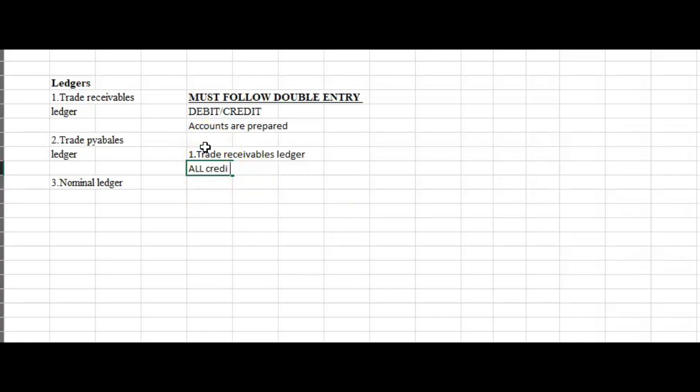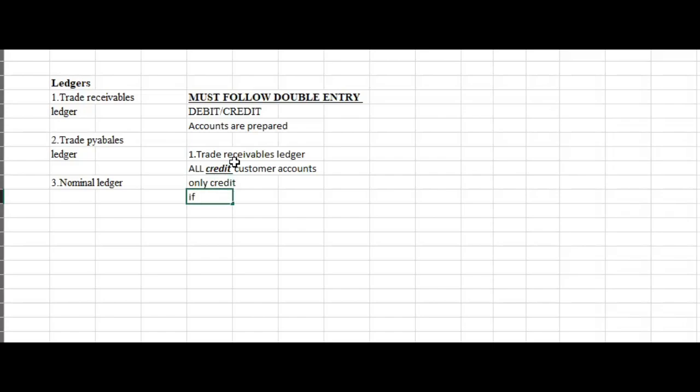Whenever a customer buys goods from us on credit, returns goods, pays us money, receives a discount, or when an amount becomes irrecoverable, the transaction is first recorded in the appropriate book. It is then posted to the customer's account in the receivables ledger.